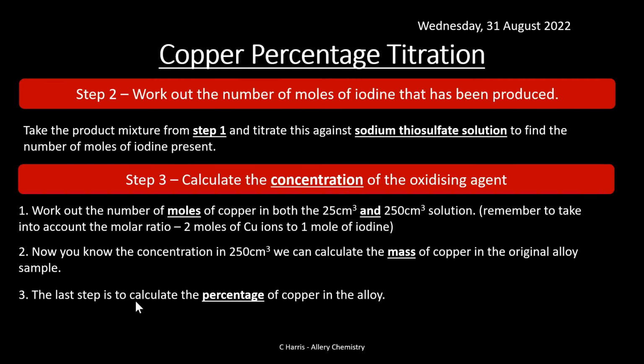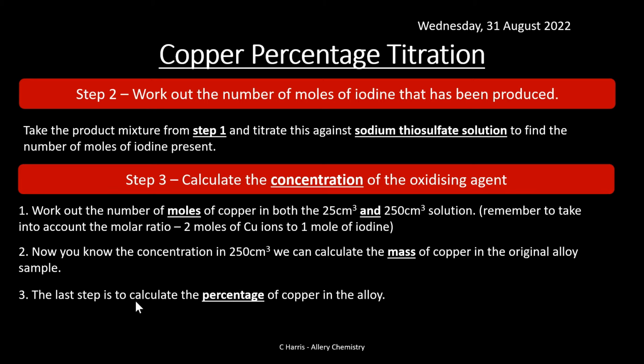So what we're trying to do here is look at a methodology, a way in which we can work this out. Remember, from this reaction, we're trying to work out the amount of iodine that was produced. We then titrate that with the sodium thiosulfate, and from that we can work out the number of moles of iodine present, which we can then use to work out the amount of copper and then scale that back to the 250 centimeters cubed solution.